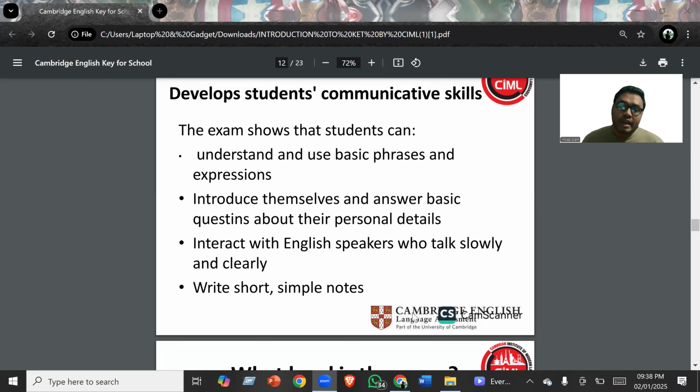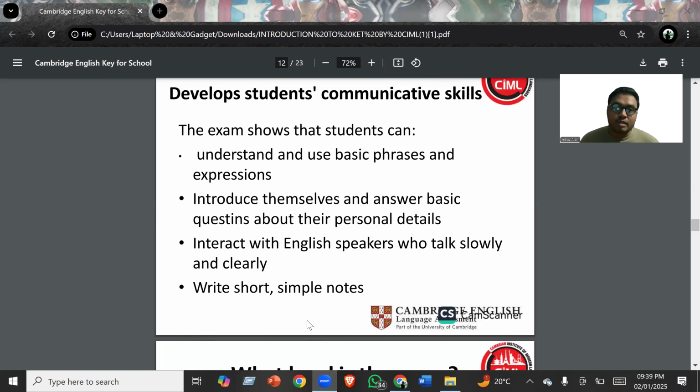Now, the next point is interact with English speakers who talk slowly and clearly. Another important thing about this Cambridge exam is whenever you give this type of exam, you will also be able to understand and listen to other perspectives. When foreign speakers or English speakers or native speakers speak slowly or in a standard mode, it will be really helpful for you to understand those things, and you will be able to understand those accents and those words as well. And as far as the writing is concerned, you will also be able to write short, simple notes.